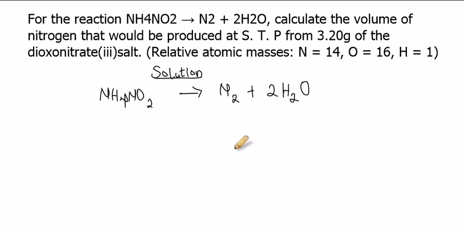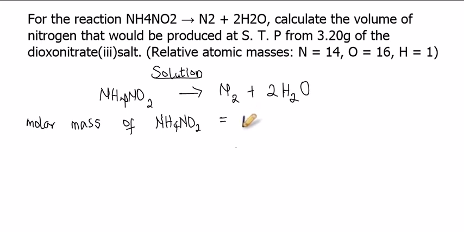So the first thing we'll be doing here is to determine the reacting mass of the salt. Though we are given the mass that was used, based on the chemical equation we want to determine the reacting mass of the salt according to the equation. And using the formula of mass equals number of moles times molar mass, we'll have to calculate the molar mass of the salt first. The molar mass, we're summing the atomic masses of each of the elements present.